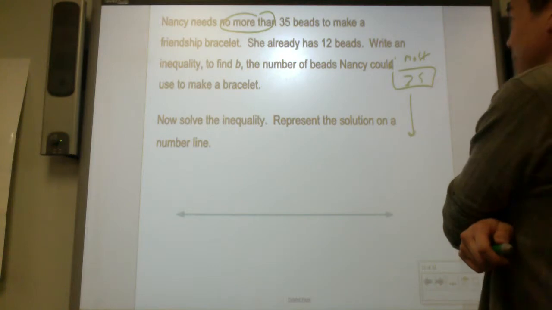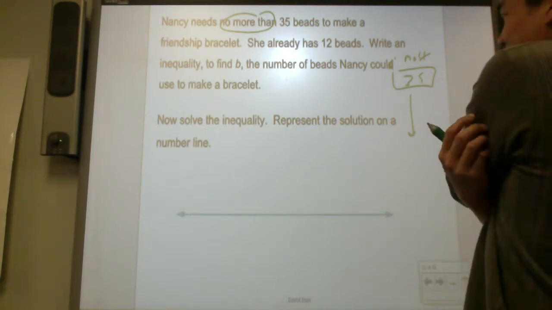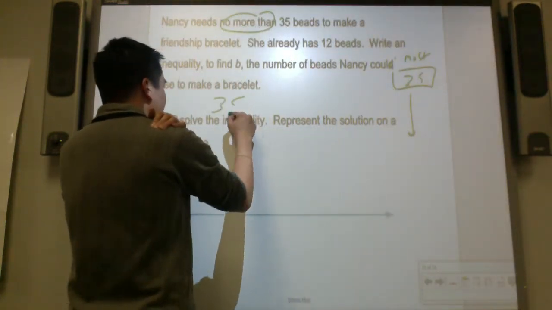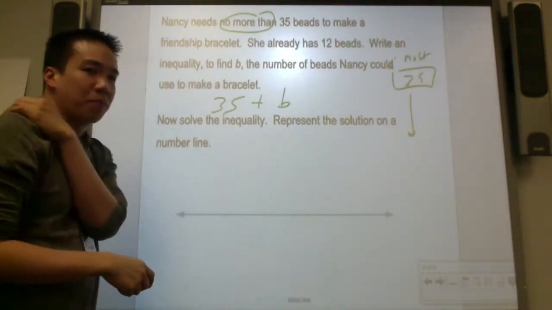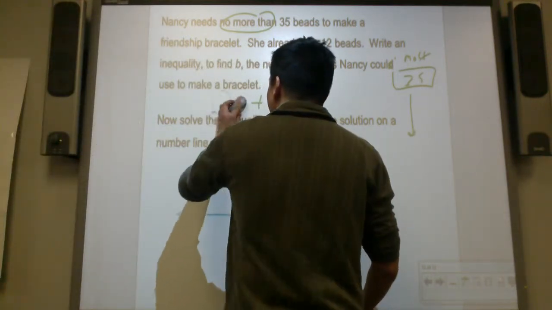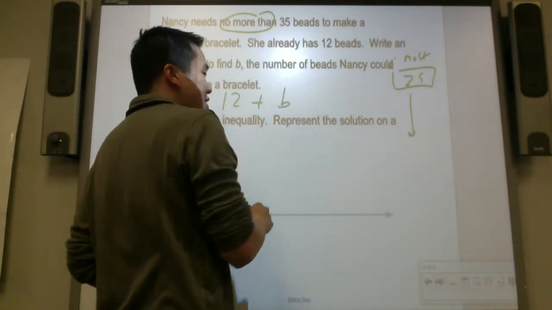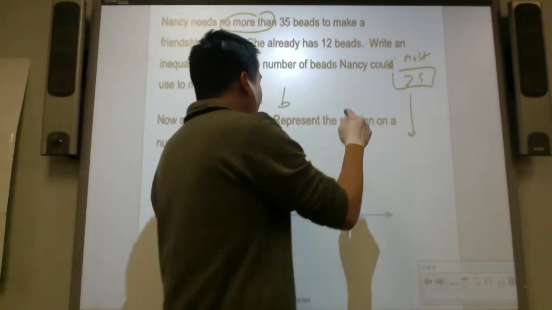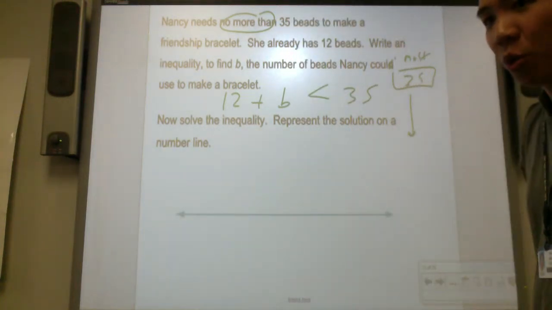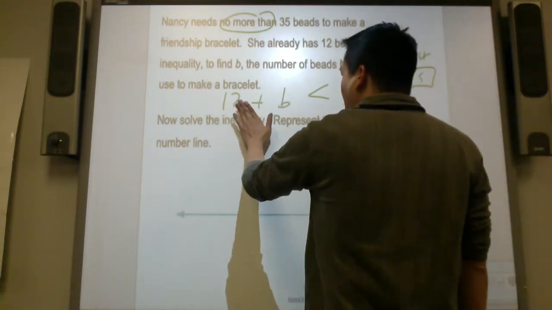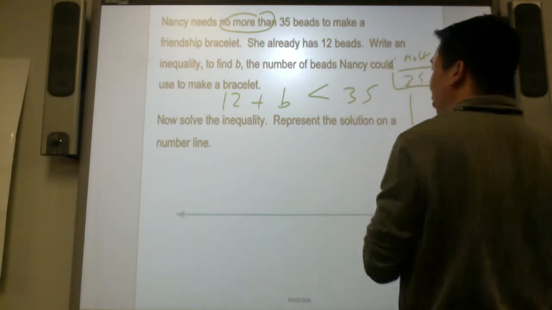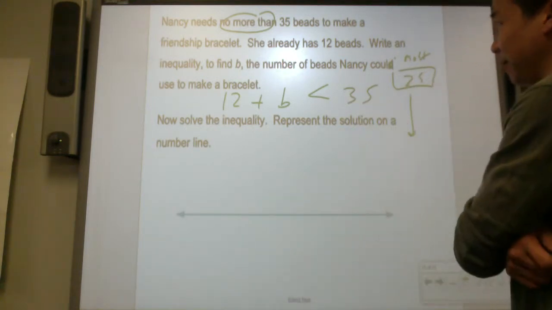She already has 12 beads. Write an inequality to find B, the number of beads Nancy could use to make a bracelet. Nancy already has 12 beads. If she adds more beads to it, then she'll have 35. But it cannot be more than 35. At most, 12 plus B is no more than 35. So it has to be less than or equal to 35.